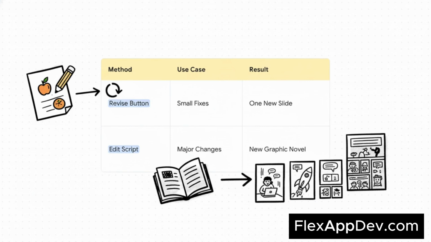So you've got 2 main ways to edit. For a tiny fix, like say a typo or you wanted oranges on a tree instead of apples, you can just use the revise button on that one specific slide. Easy. But if you want to make a major story change, your best bet is to go back to your original script, edit the text, and then just generate a whole new graphic novel from scratch.